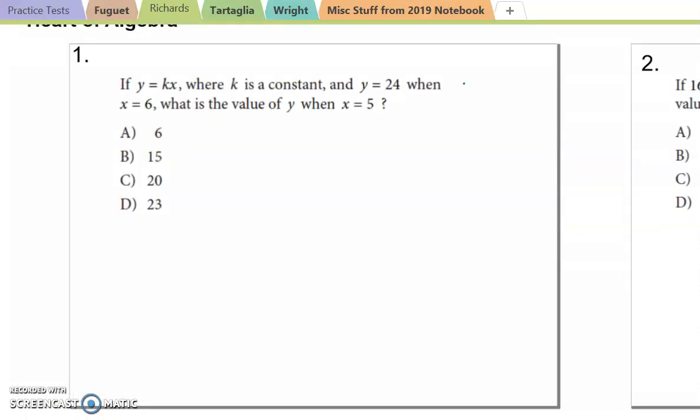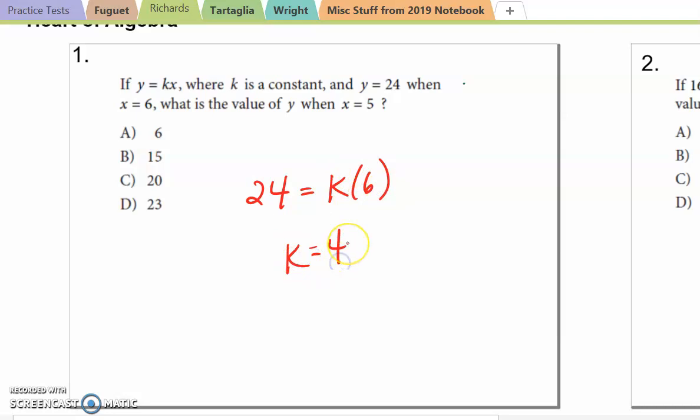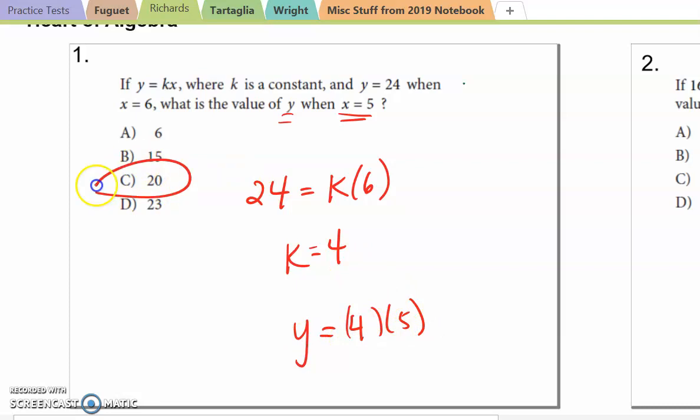All right. Problem one is your inverse directly type of problem where k is a constant, y is 24. So you want to do 24 equals k times 6. Solve for k. k is 4. That's not our answer. They want to know what y is when x is 5. So y is 4 times 5, and our answer is 20.